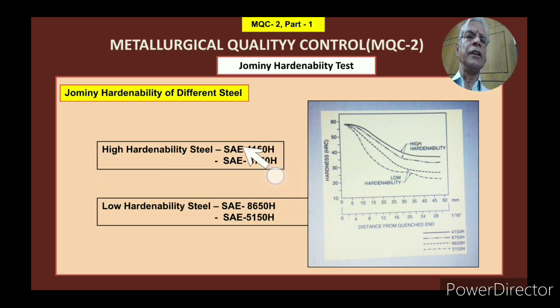So these things are shown here. These are various grades of steel which are being used. Just for your information, wherever any grade is mentioned and if it ends with H, you must assume that this particular steel is of hardenability grade.